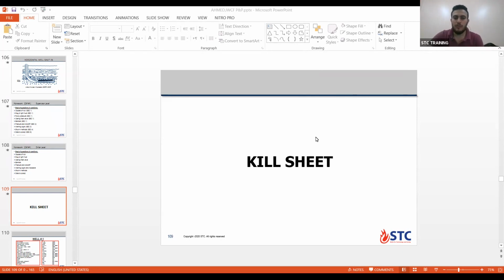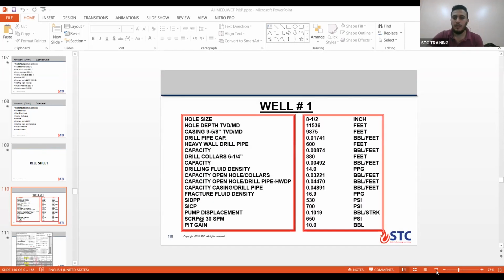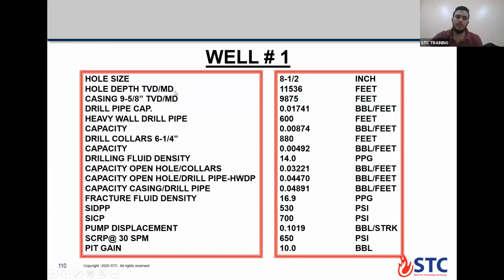So let's start by talking about the kill sheet. In the exam, you will be given a kill sheet like this, giving you the following data: hole size, then hole depth with TVD, true vertical depth, and measured depth, then casing setting depth, also TVD and measured depth. For example, here 9,875. Then drill pipe capacity in barrels per foot, then heavy weight drill pipe length and capacity, drill collar length, and drill collar capacity.